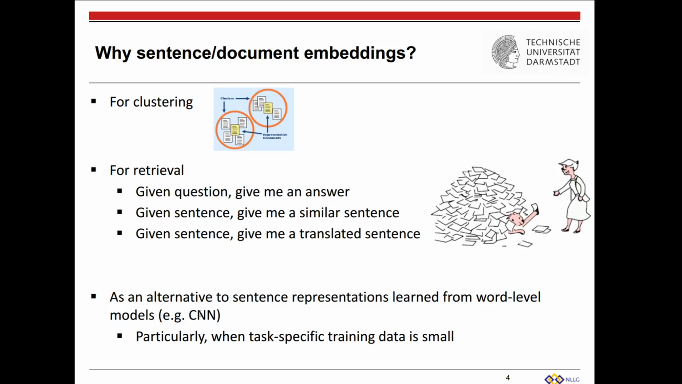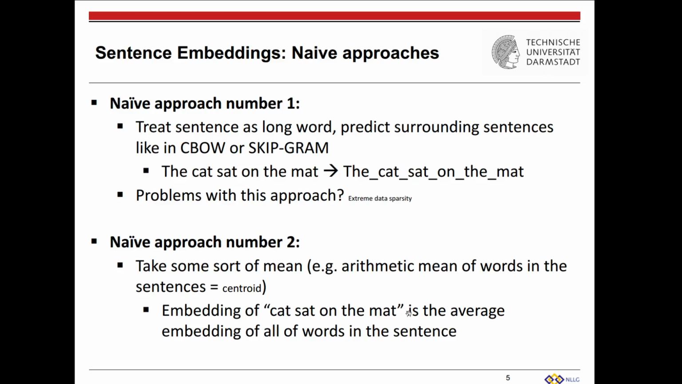The argument is that when the training data is very small, it might be very difficult to get sentence representations just from the given training data. And maybe these sentence representations can be learned unsupervised on huge corpora. Therefore, these sentence representations may work better than representations learned from small word-level models. So how could we embed sentences?